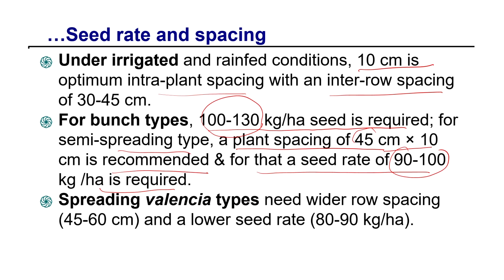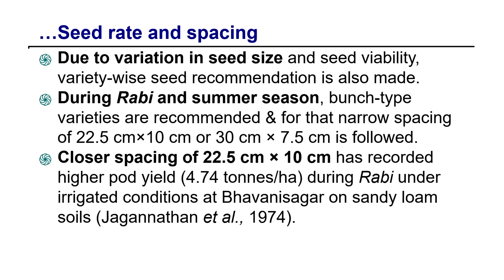See more examples. Spreading type Valencia types need wider row spacing of 45 to 60 centimeter, even more than 45 centimeter, and a lower seed rate. If you widen the spacing, the seed rate requirement will reduce. So here in spreading type you get just 80 to 90 kg per hectare seed requirement. Due to variation in seed size and seed viability, variety-wise seed recommendation is also different.